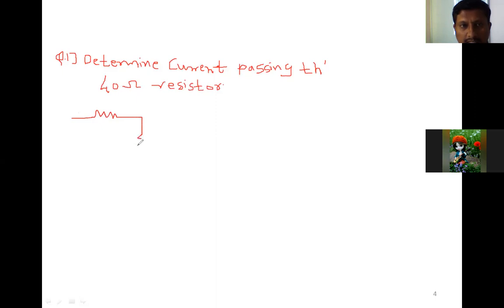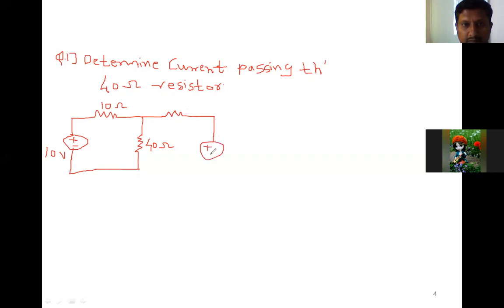Everyone has to draw the diagram in your notebook. This will be the voltage supply having a value of 10 volt. This will be the 10 ohm resistor. This resistor will be the 40 ohm. They are asking to find out the current passing through this 40 ohm resistor. This will be the resistor having 20 ohm, and this voltage source will be 20 volt.